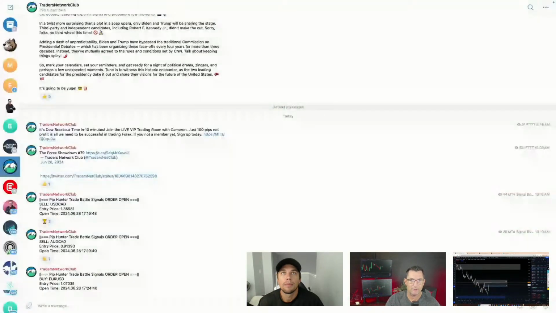This is what it looks like right there. And yeah, you can see this is the trade battle right here. You can see that we have got three trades executed. We got the sell on the US dollar CAD. There's the entry point. We got the sell on the Aussie CAD. There's the entry point. And there is the buy on the Euro US dollar. All being set out there, ready to go, sending you this information.